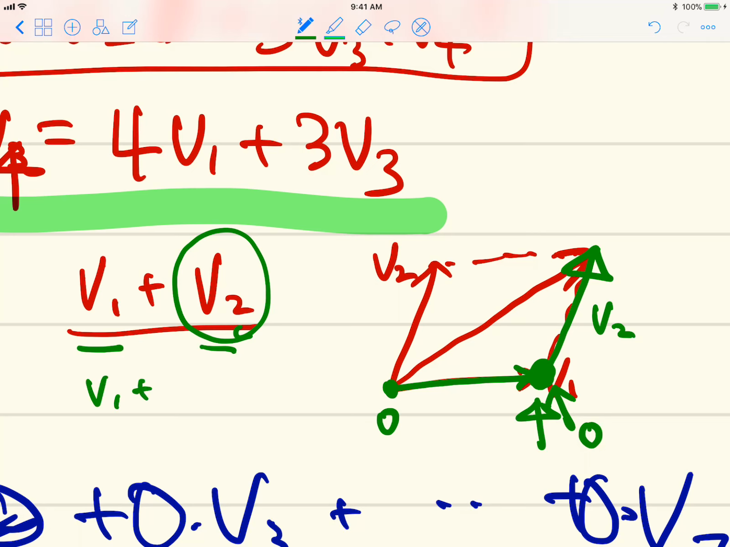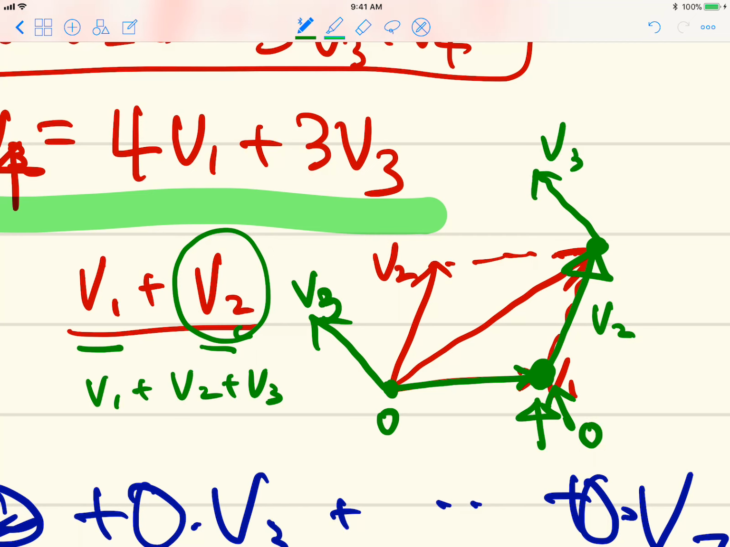And then of course v1, v2, and v3 can be added the same way. Suppose we have a v3 here and we are adding v3. So this is our final destination, right? We can think of this vector addition as a sequential process.